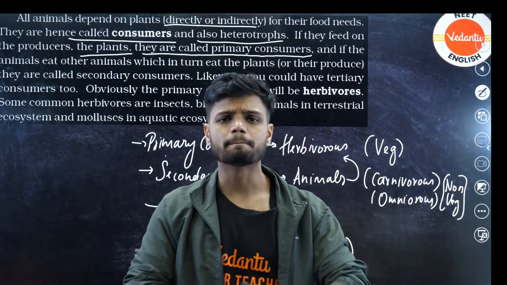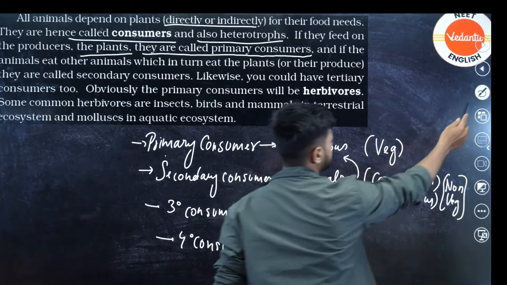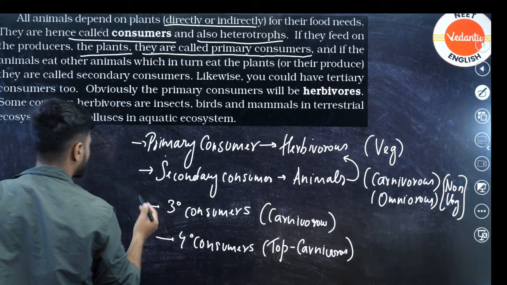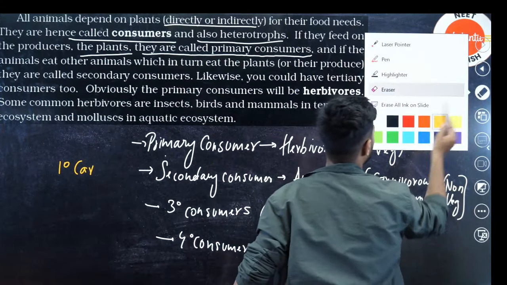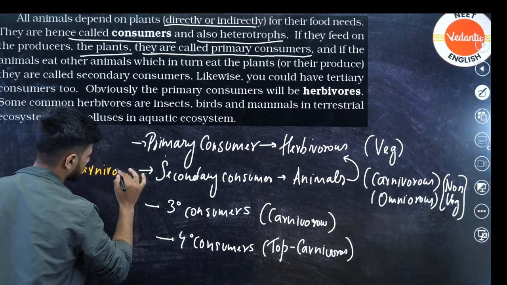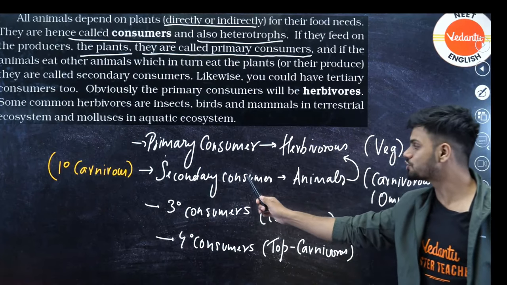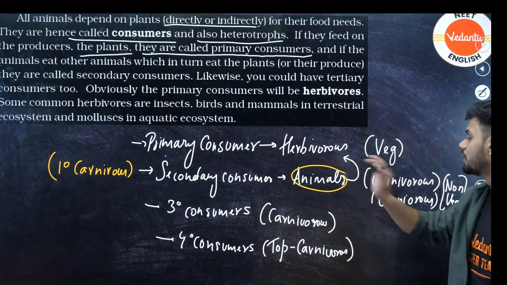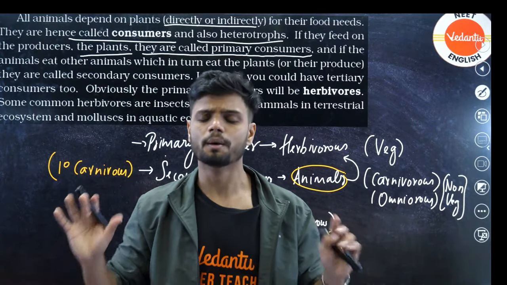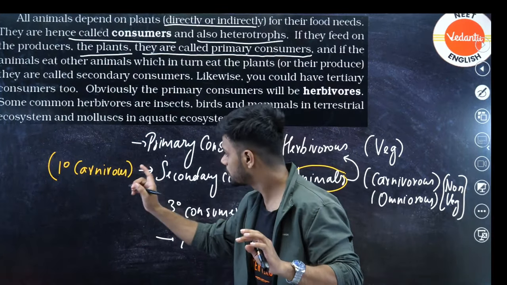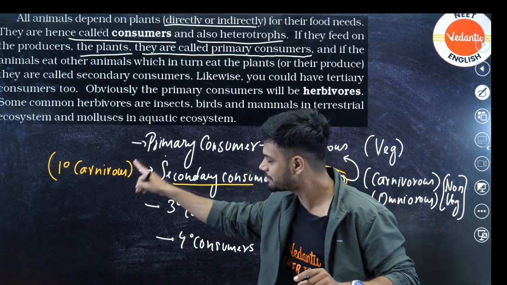Now here one question arises. What is a primary carnivore here? The primary carnivore is nothing but here. Primary carnivores are your secondary consumers, which are the animals eating the herbivores. That is your primary carnivores. Do not forget this. This is where so many students go wrong. So remember, students, secondary consumers are your primary carnivores.